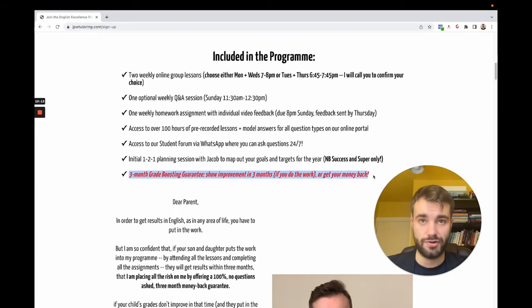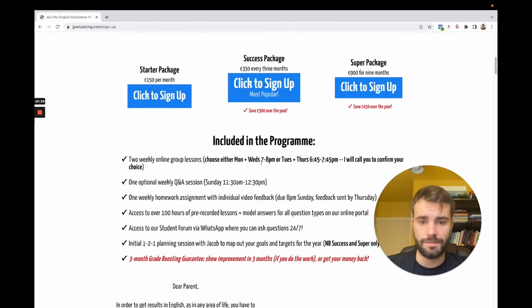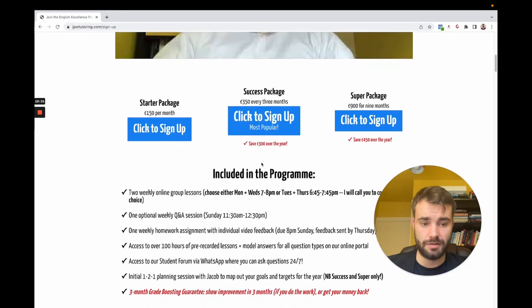So if they don't improve in 3 months and they've been coming to all the lessons and doing all the homework, I simply personally refund every penny that you've paid, so that you have that guarantee, you have that confidence this is going to work, as long as you do your side of the bargain and put in the work as well.